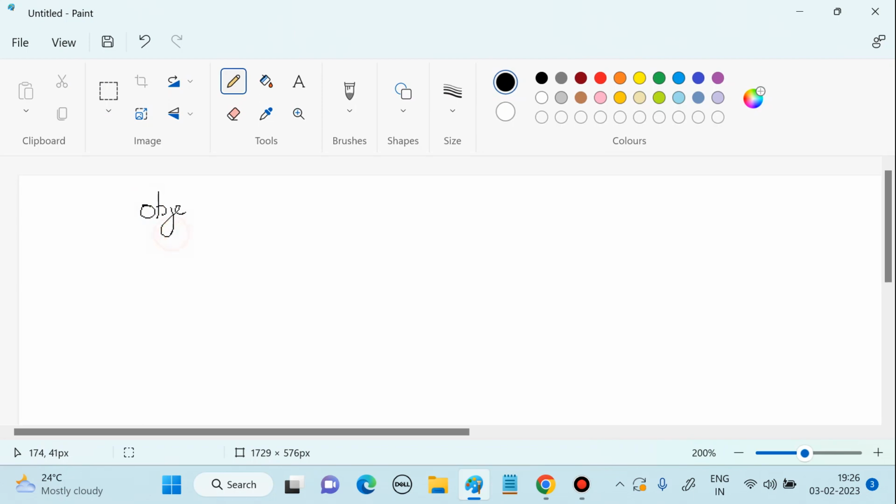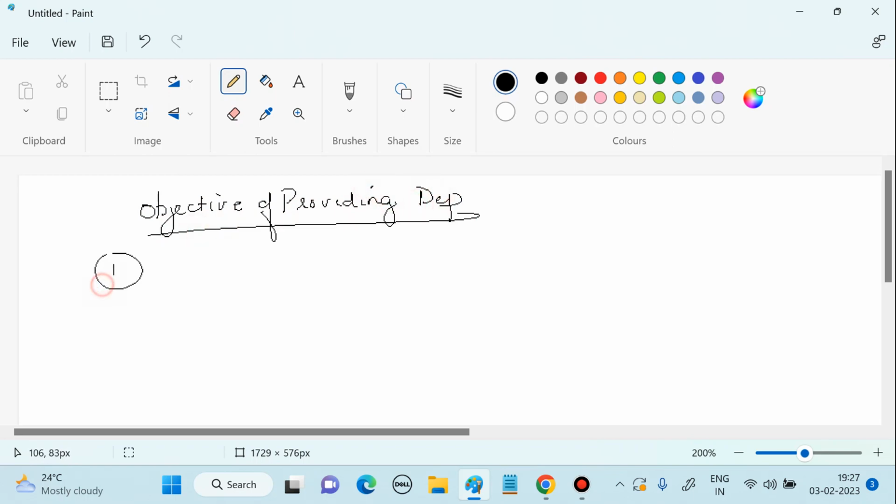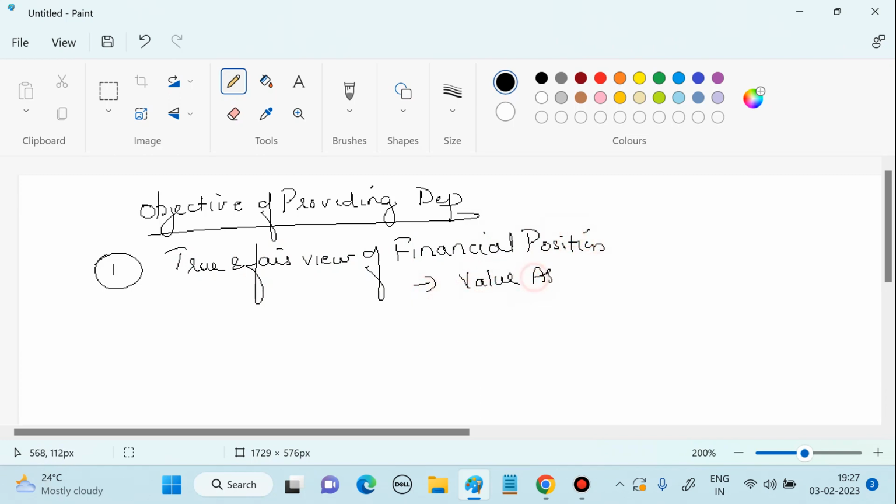Next, why do we provide for it? Objective of providing depreciation. Why would we want to provide depreciation? Any idea? To know the proper value of the asset. Correct. So we want to show the true and fair view of the financial position. Means, as Skanda said, we want to know the correct value of the asset. Only when you provide proper depreciation to it, the value reflected in the balance sheet will be correct, and you will get a true and fair view of the financial position.